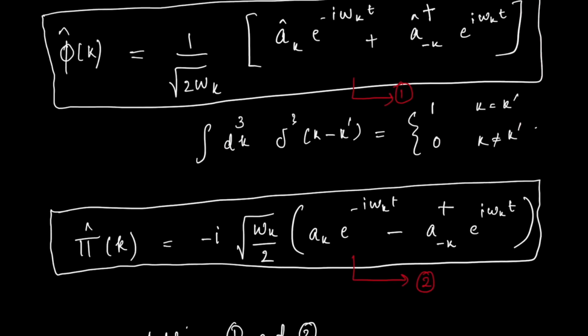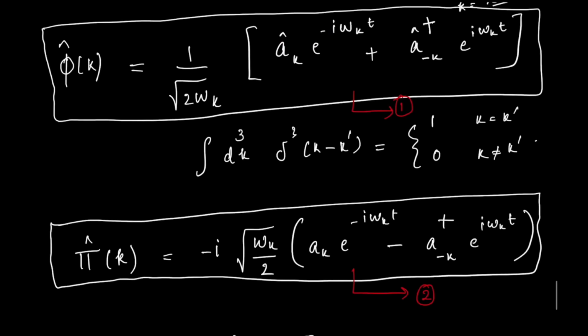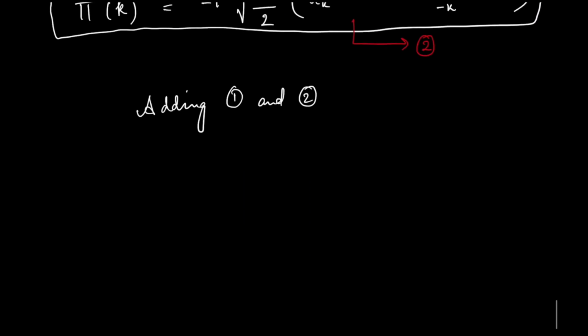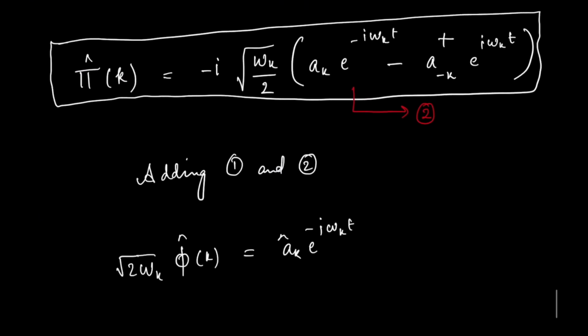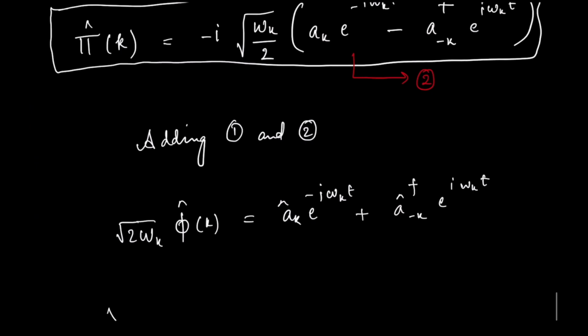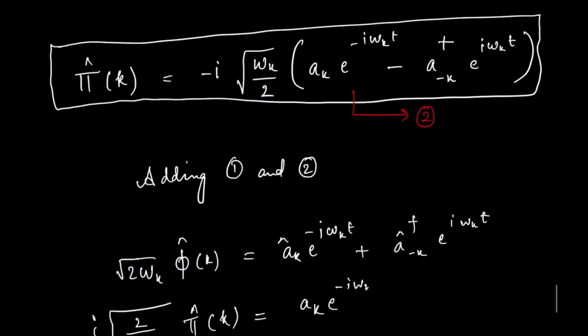First, root 2 omega k phi cap is equal to a k e raised to minus i omega k t plus a minus k dagger e raised to i omega k t. And the second equation I can write as under root 2 by omega k minus i pi of k is equal to a k e raised to minus i omega k t minus a minus k dagger e raised to i omega k t.